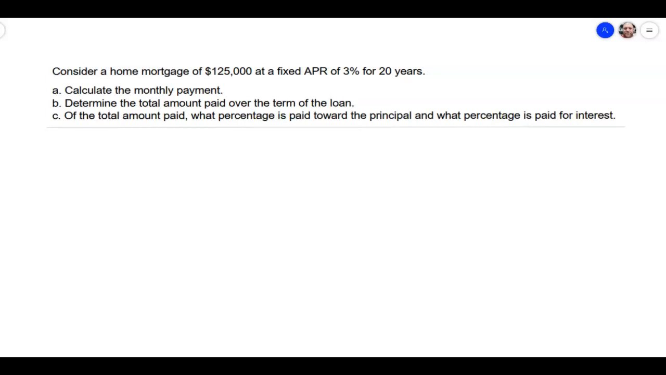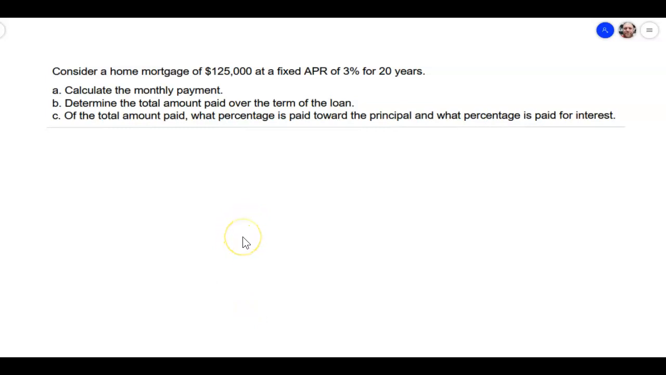Beckstrom, and this is number 9 from test 2, and it says consider a home mortgage of $125,000 at a fixed APR of 3% for 20 years, and it says calculate the monthly payment, determine the total amount paid over the term of the loan. Of the total amount, what percentage is paid toward the principal, and what percentage is paid for interest. All right, so let's go ahead and work this one.